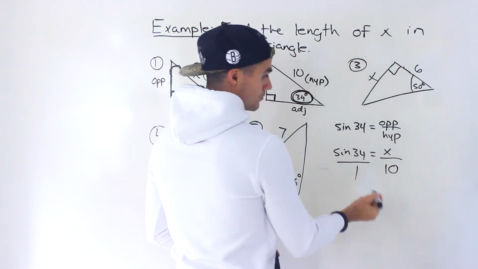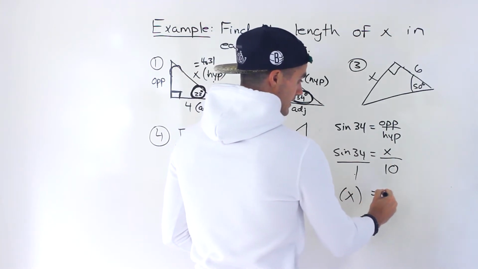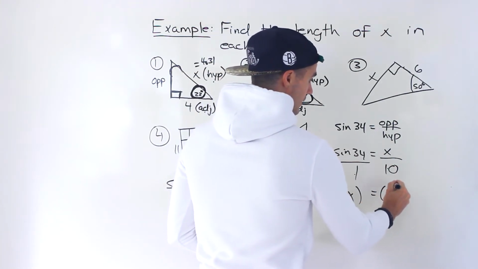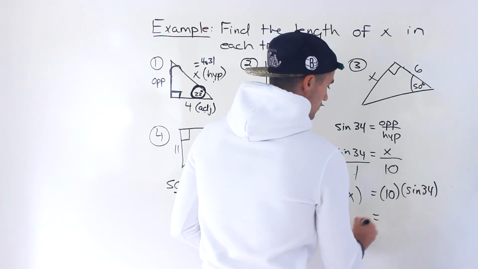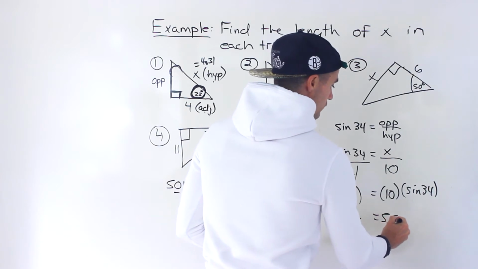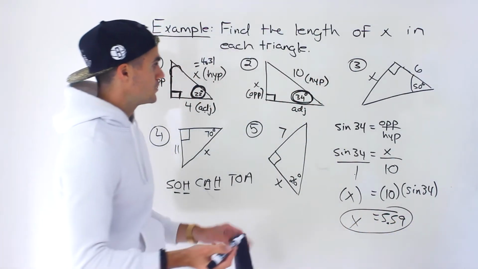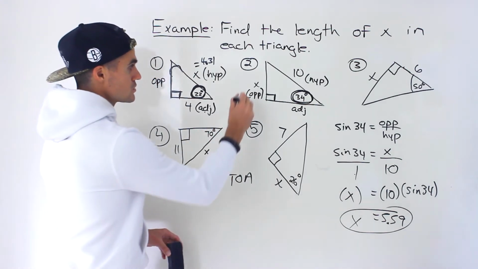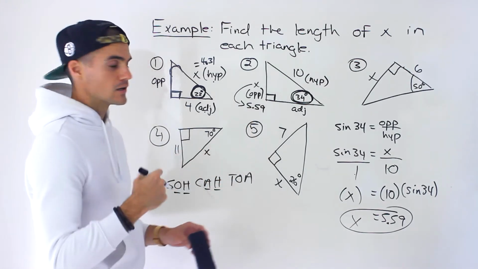So we can put this over 1. 1 times x is x, so x is already isolated in this case, and then we'll have 10 times sine of 34. When you multiply those, you end up with 5.59. That would be the answer for part 2. This x value here would be 5.59 units.